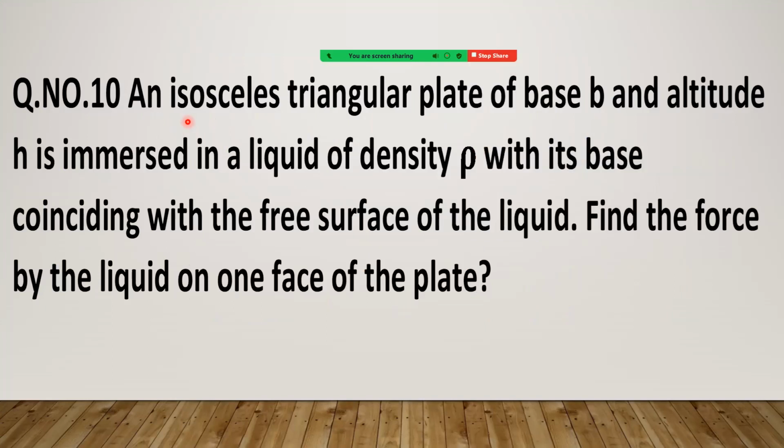See the question given. An isosceles triangular plate of base B and altitude h is immersed in a liquid of density rho with its base coinciding with the free surface of the liquid. Find the force by the liquid on one face of the plate. So given a plate, given altitude and its base. So we have to find the force by liquid on one face of the plate. Let us see how to start.